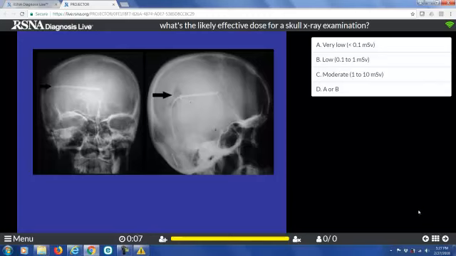What's the likely effective dose for a skull X-ray examination? Giving you 4 options: very low, less than 0.1 millisievert; low, 0.1 to 1 millisievert; moderate, 1 to 10 millisievert; or maybe it's on the borderline between very low and low, something of the order of 0.1.